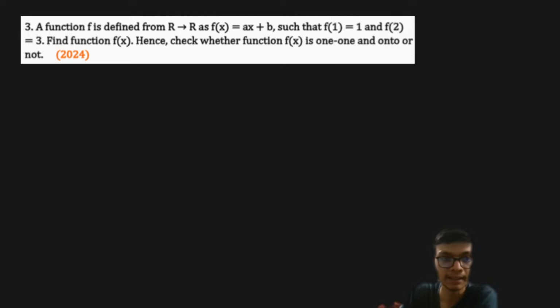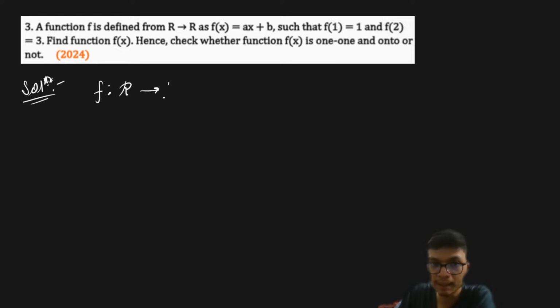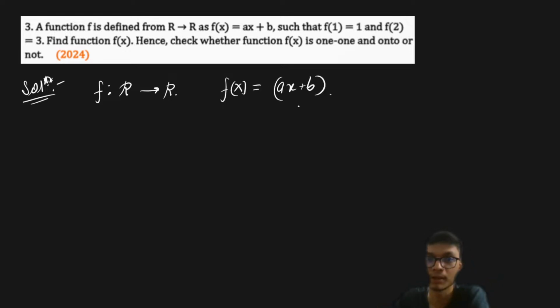Let's now try to understand the problem given over here, right? This is another problem, which is a 3 marker problem. It is said that I have a function which is defined from the real numbers to the real numbers, such that the function is given as ax plus b, okay? ax plus b.